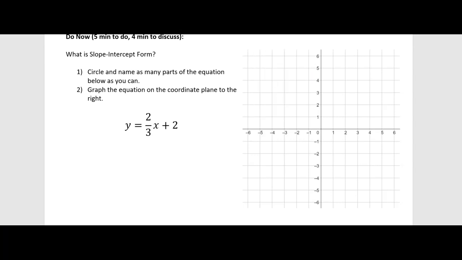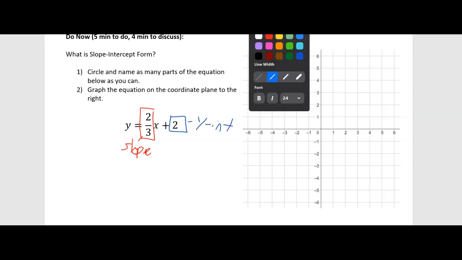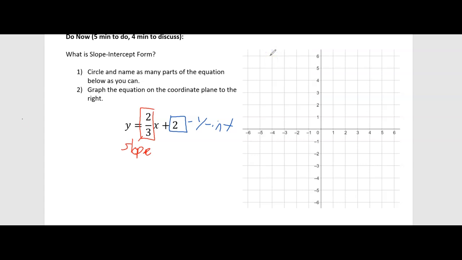All right, so this equation, we should be able to identify a couple different parts of it. First one would be that 2/3. That is going to be the slope of our line, while 2 is going to be the y-intercept. And again, this goes back to slope-intercept form, which would be y equals mx plus b. We'll go a little bit more into detail about what that is in the next page or two, but I think for most of you, you probably could have identified the slope and the y-intercept from a previous class.